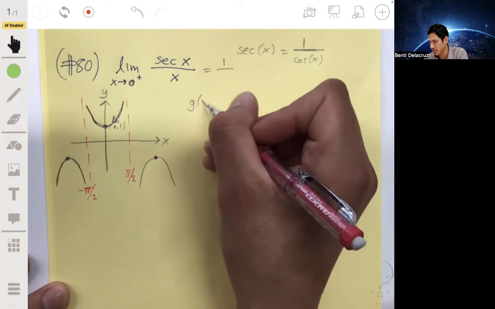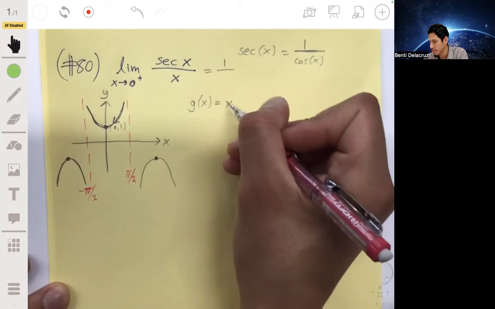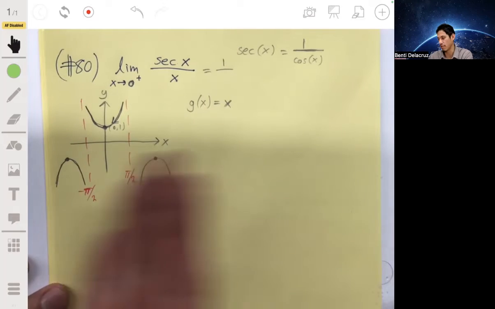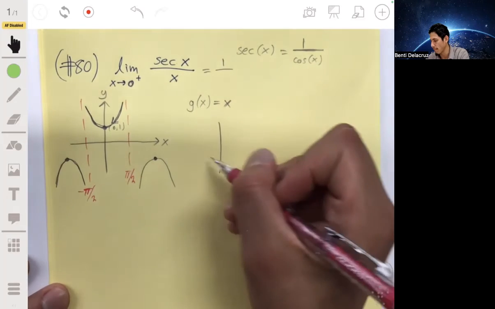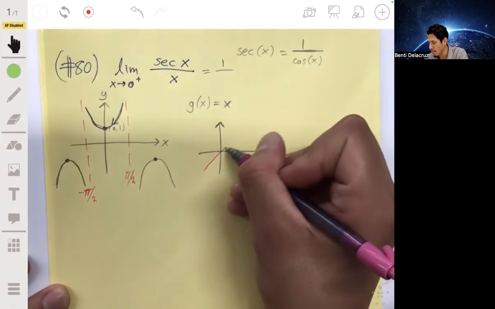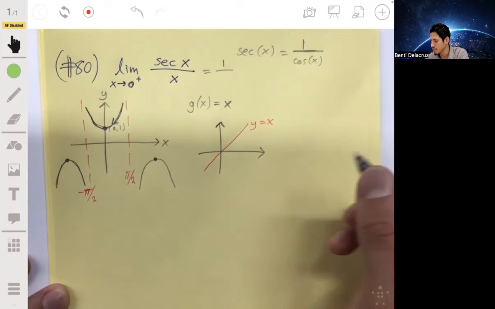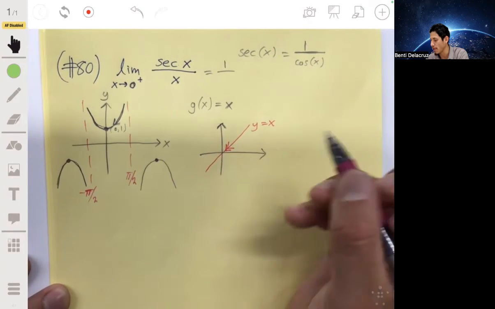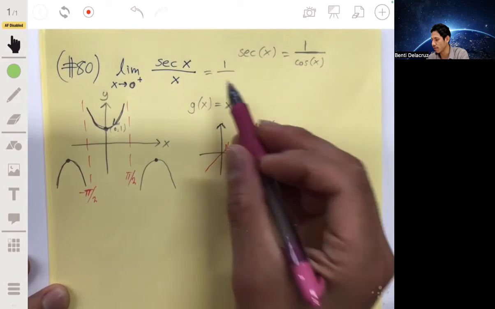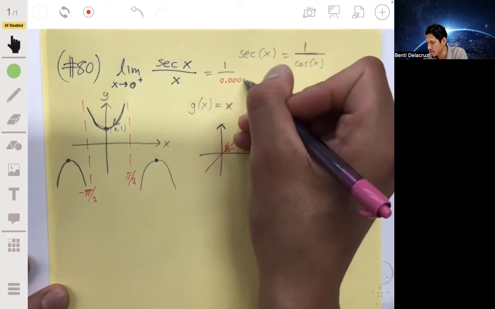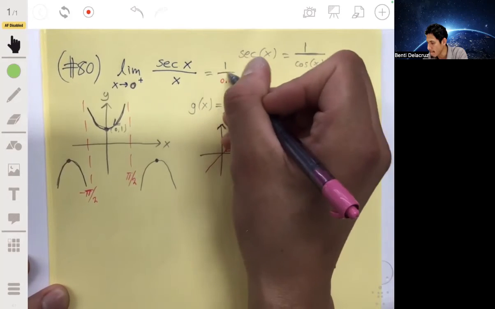So we can say g of x is equal to x. That's just your common linear graph that goes through the origin, which is this. And if you're coming to 0 from the positive side, you're going to have a very small positive number. You're getting very, very close to 0. You're not actually going to get to 0, but you'll get a very, very small number, like maybe 0.0000001.